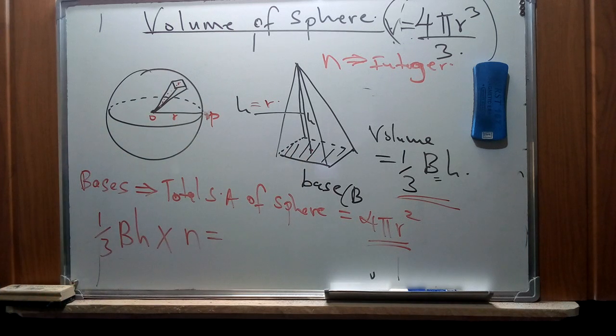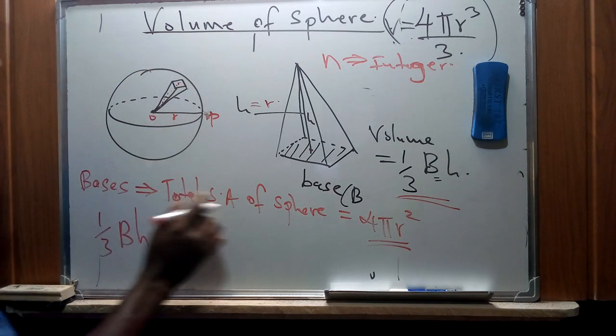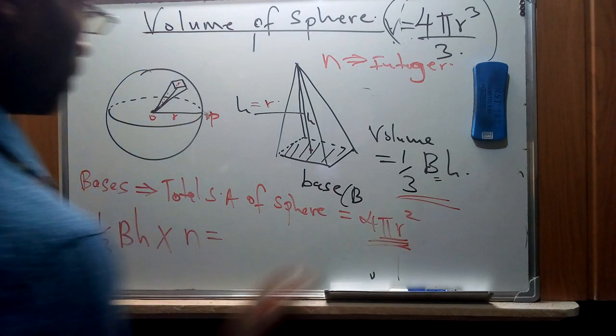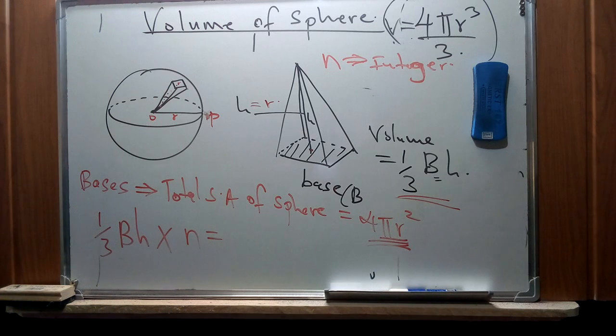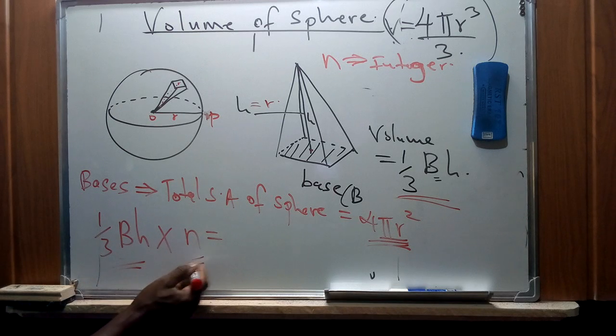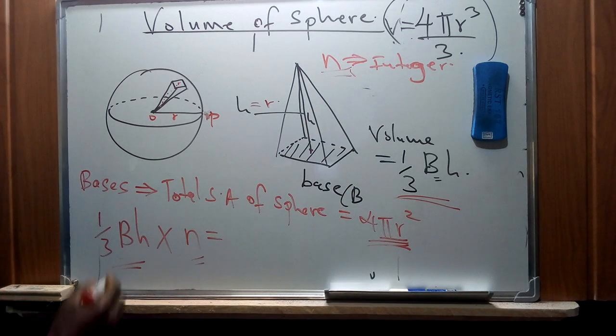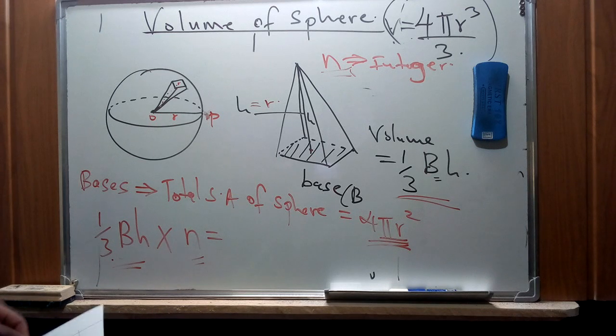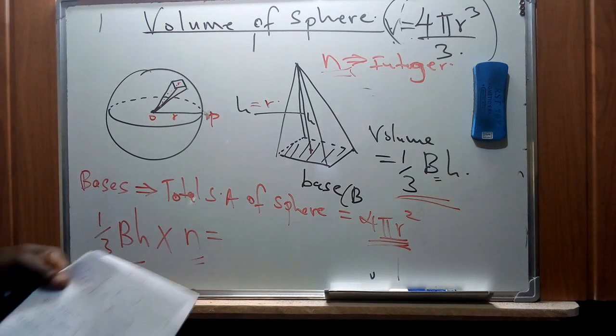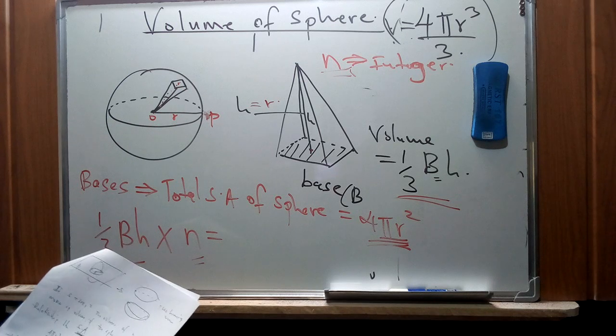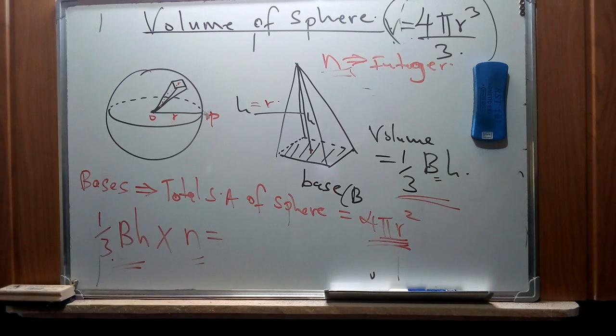pyramid. Therefore, we have said that all the bases of the pyramids will represent the total surface area of the sphere, which is given as 4 pi r squared. Therefore, to find the total volume of this sphere, it is the total number of pyramids, represented as n, times the volume of an individual pyramid. So this is going to give us a clue on how we can solve that.